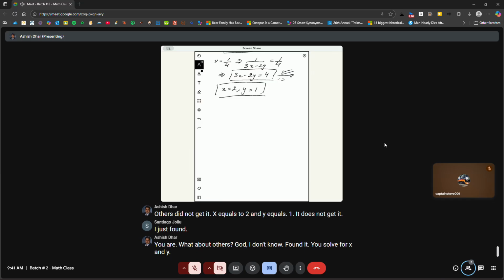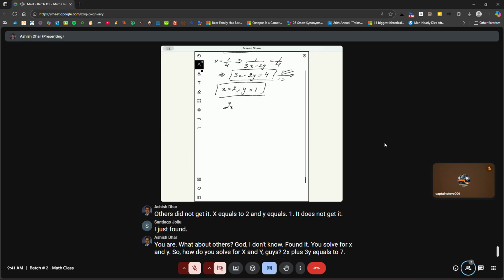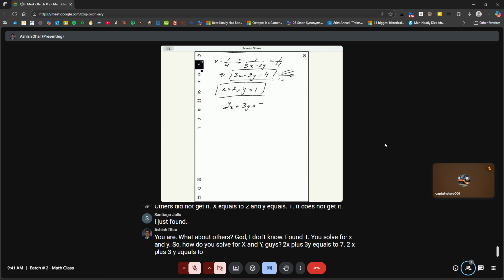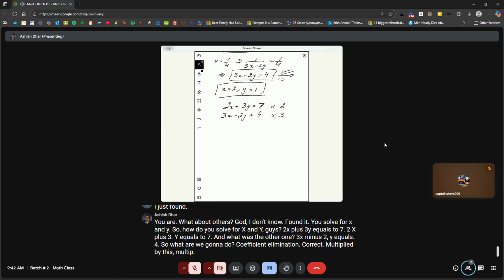You solve for x and y. So how do you solve for x and y? 2x plus 3y equals 7, and what was the other one? 3x minus 2y equals 4. So what are we going to do? Coefficient elimination, correct? Multiply by this, multiply by this.